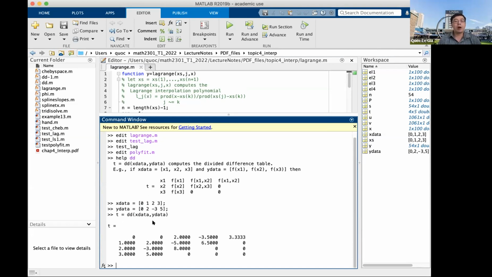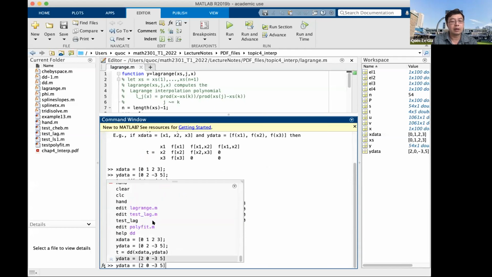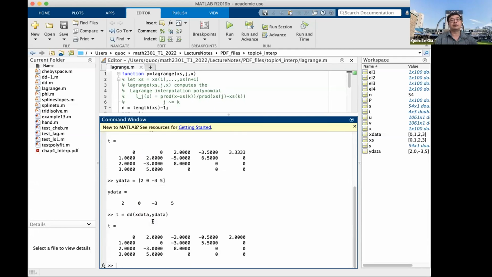So now where is the divided difference coefficient? Y data is 2, 0, minus 3, 5. Yeah. Okay, thank you. So then my divided coefficient will be like this. Okay. So do you see where the divided coefficient comes from in the table?